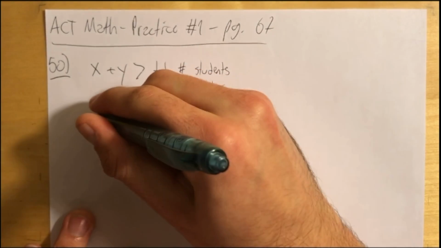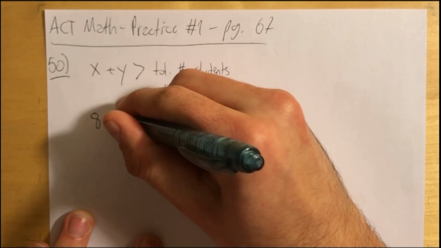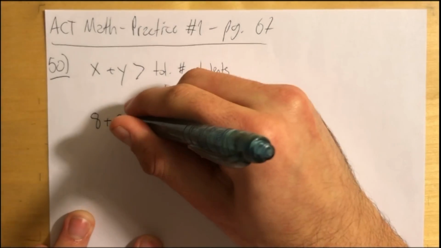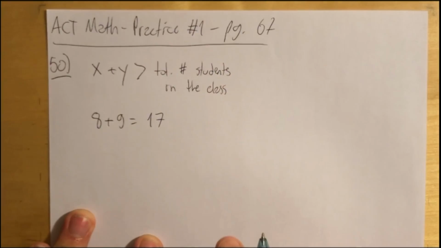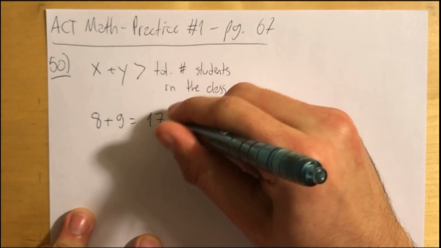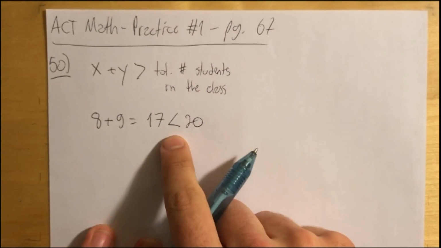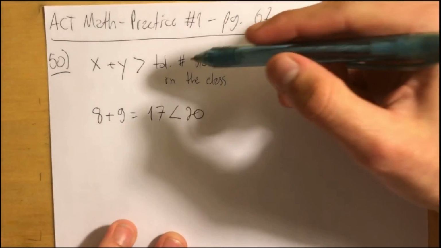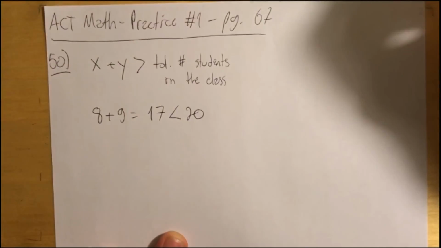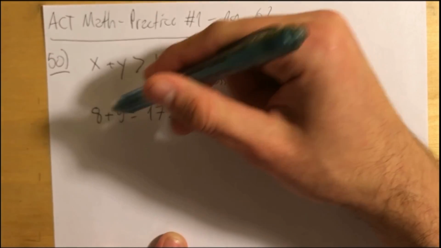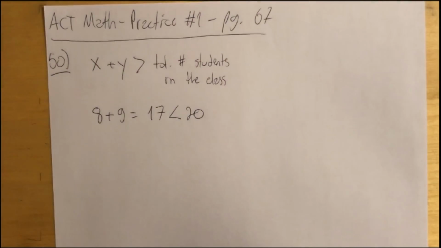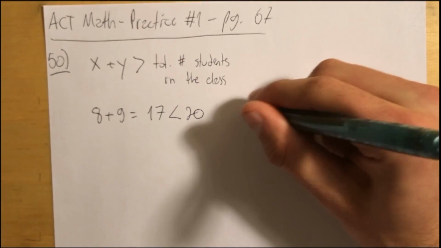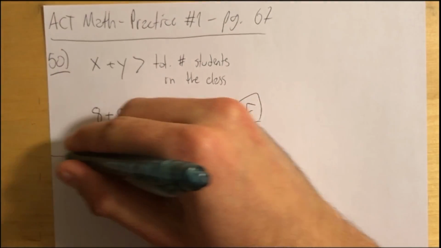All right, so here we have 8 students who play the guitar and 9 who play the piano, which is 17 students. And we have 20 students in the class, so 17 is less than 20. Therefore, there is a possibility that none of those students play both instruments, because the total number of students that play either the guitar or the piano is less than the total number of students in the class. So then the answer is F, 0 students.